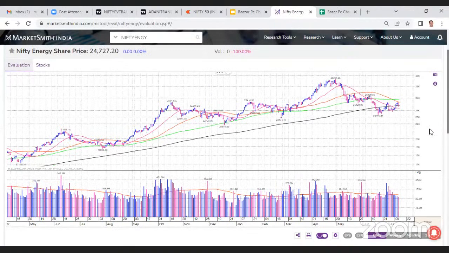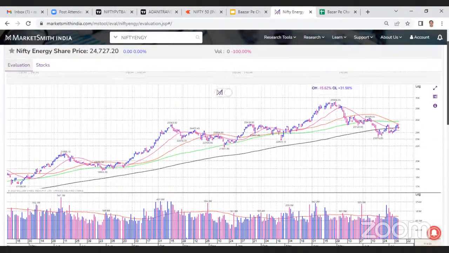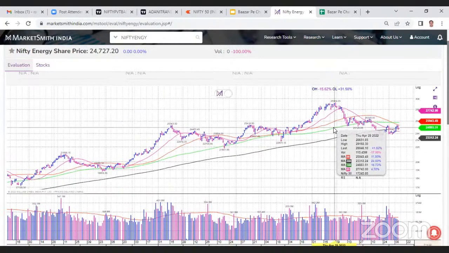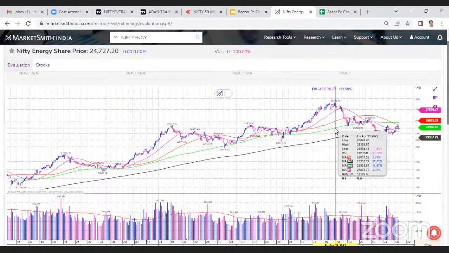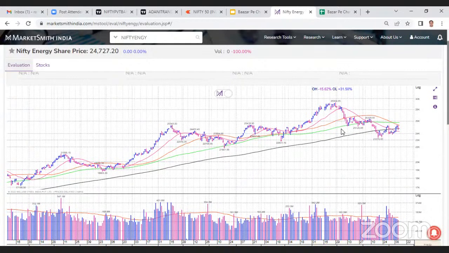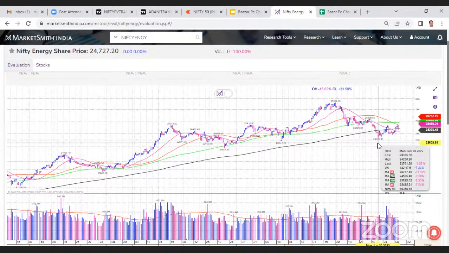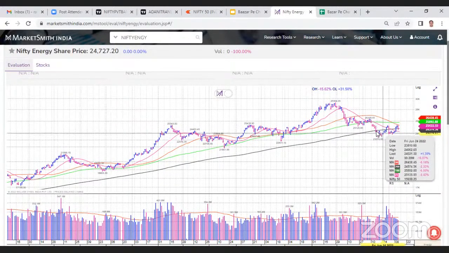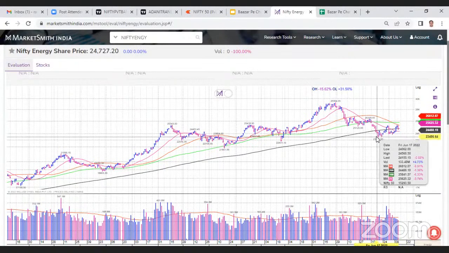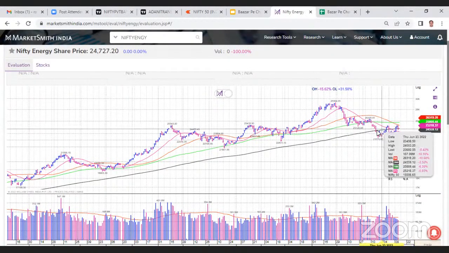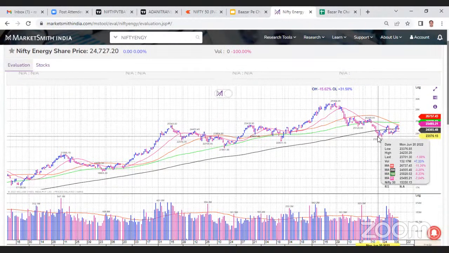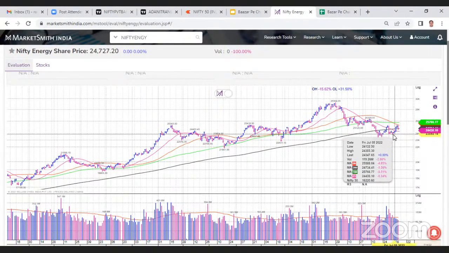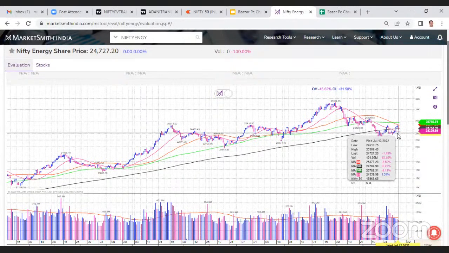So this is the daily chart of Nifty Energy, and the index hit its recent high on April 29, at 29,304. From there it has started falling, and it has corrected a bit, and it has also breached its 200 DMA in this process. But after breaching its 200 DMA, the index has tried to form some base below its 200 DMA itself, and it is in the process of forming a base.